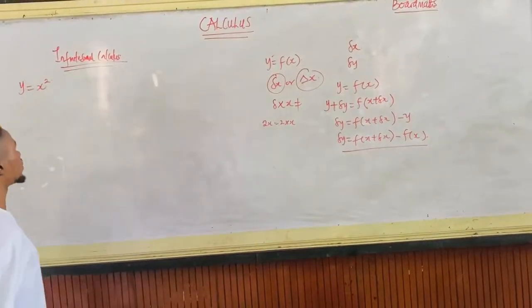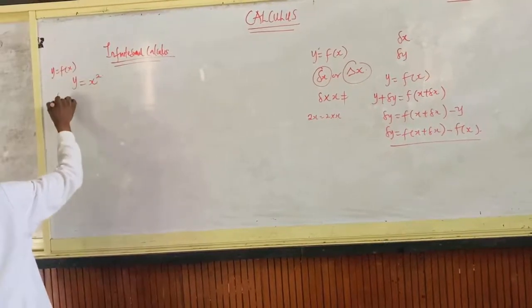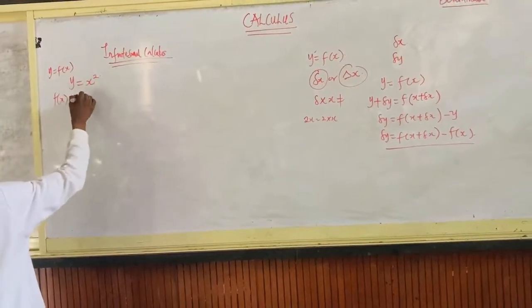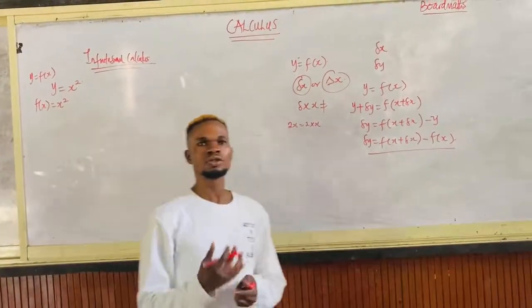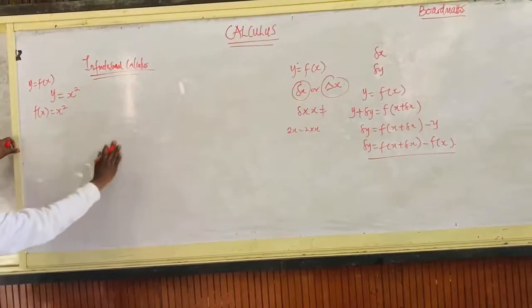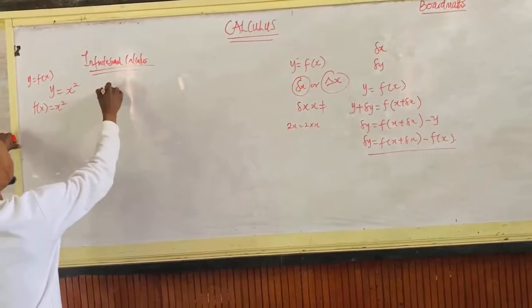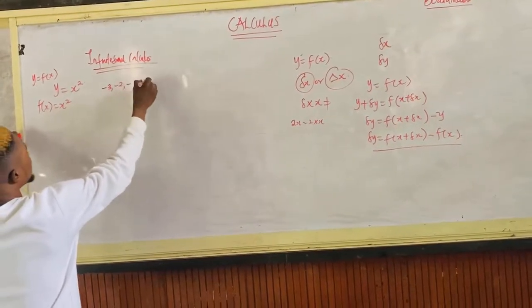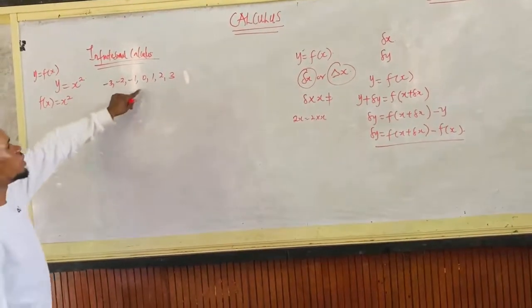Y is equal to x squared, or if y is a function of x, that means f of x is equal to x squared. Now let's consider the graph of x squared. Let's try to input some numbers: minus 3, minus 2, minus 1, 0, 1, 2, 3. Now let's take the range of values of this number.